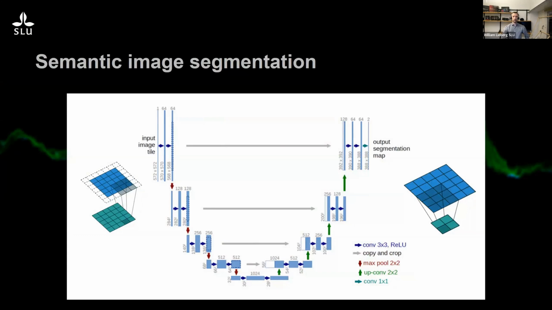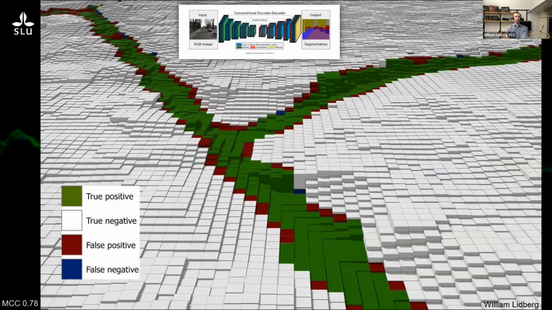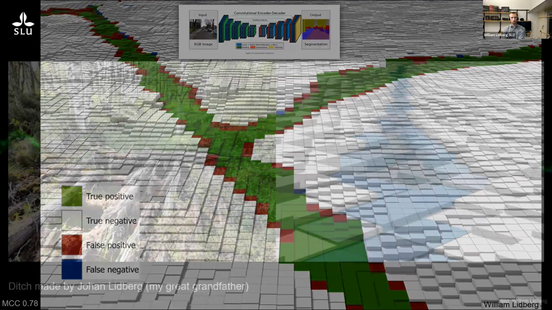And this is where we use the UNet to classify each pixel into being a ditch or not a ditch. This is some results from northern Sweden. The white areas are just where both the reality and the model agree that this is not a ditch. And the green areas are where the model agrees that this is a ditch. And the red ones are just false positives, where the model says a ditch, but it's not. And the blue ones are the opposite. So this model worked quite well, actually.